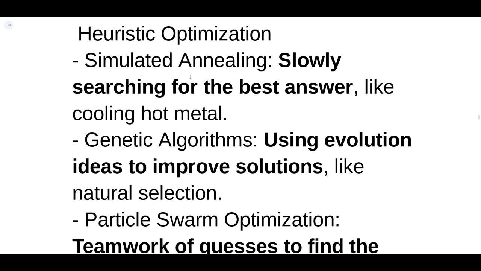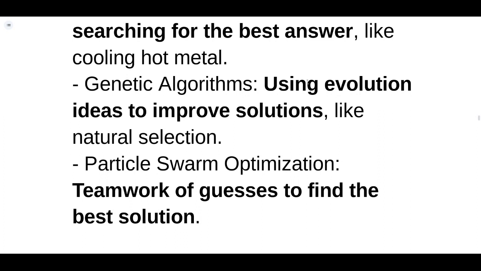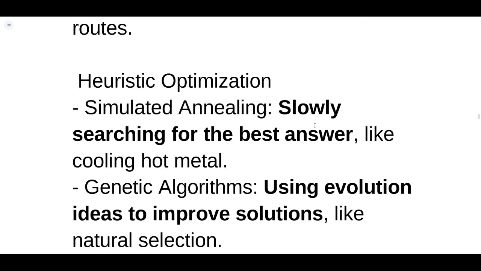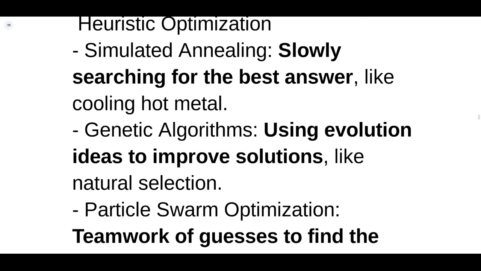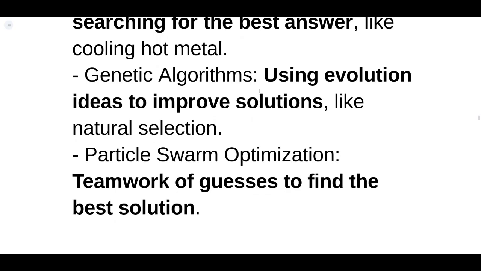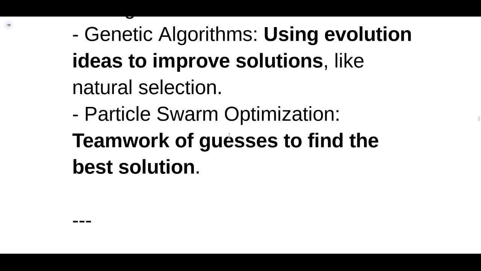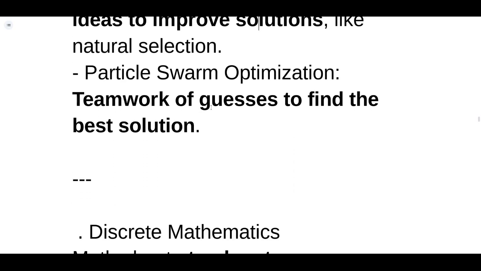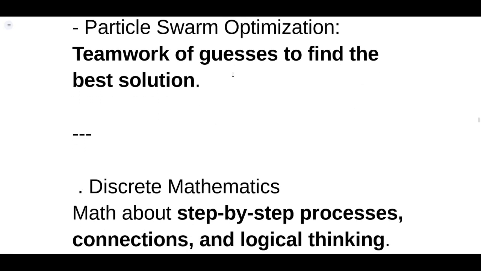Heuristic optimization, simulated annealing, slowly searching for the best answer. Genetic algorithms, using evolution ideas to improve solutions, like natural selection. And particle swarm optimization, teamwork of guesses to find the best solution.